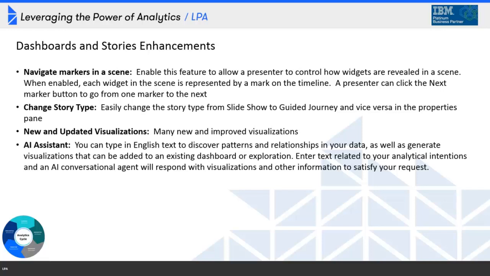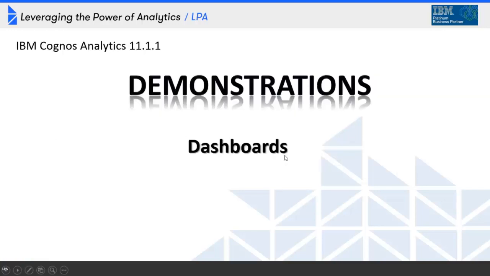And then finally, there's this natural language processing assistant, the AI assistant, where I can type in my analytical intentions, as IBM says, in English, and it will interpret them and it will respond with visualizations and other stuff to try to satisfy your analytics request. An awful lot of terrific updates in the 11.1.1 release. Let's take a look at a few of those.